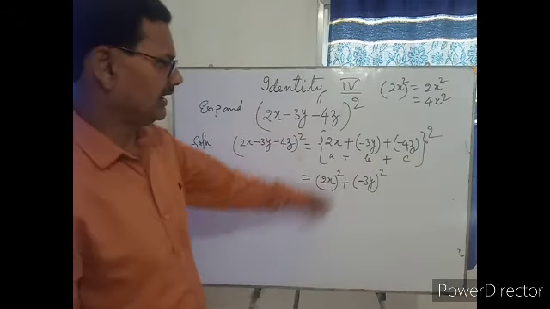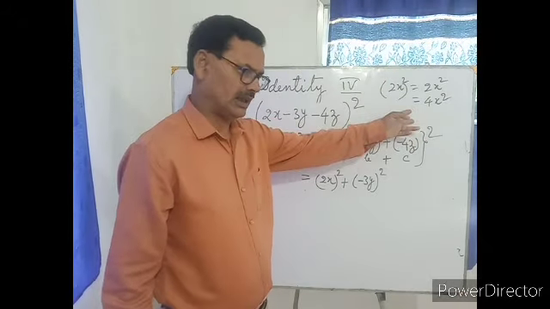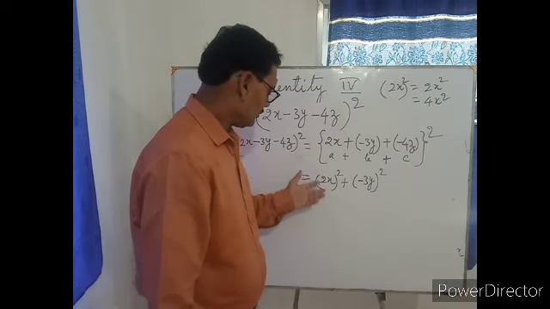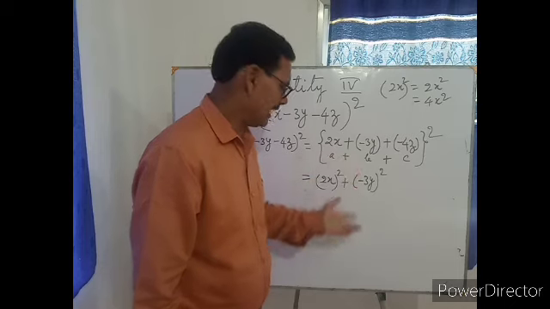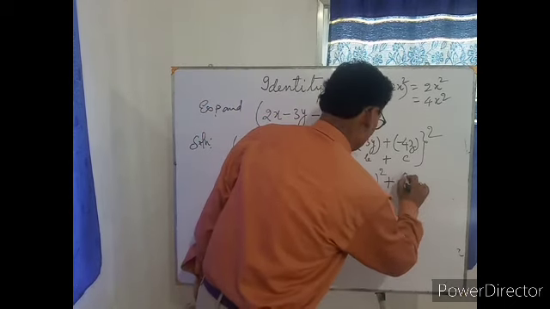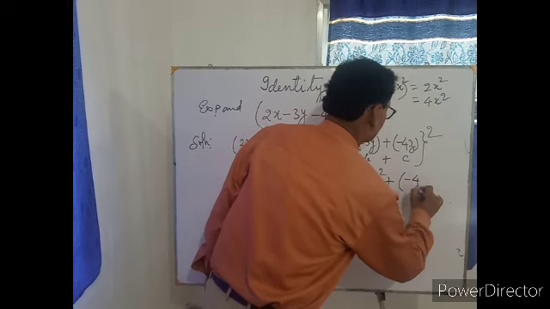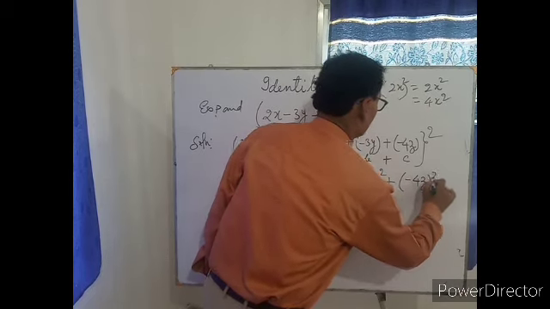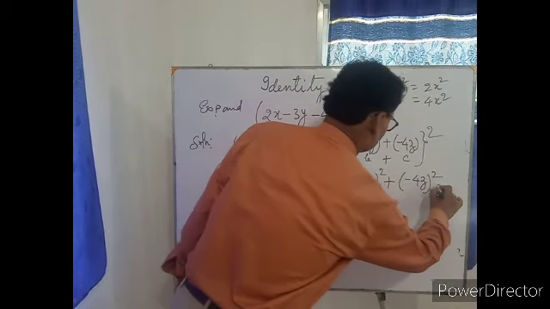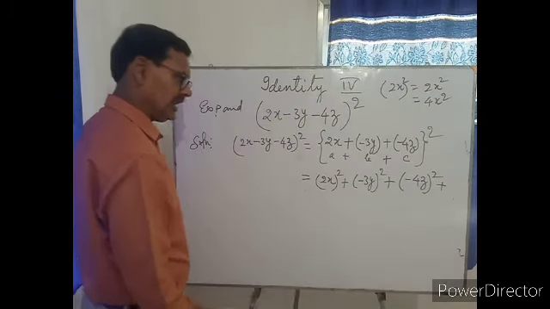Unless you put in the bracket, you may get confused and sometimes you are going to commit mistakes. So that's why I have explained to you to always write these terms under brackets. Here it is (minus 3y) whole square plus c square. What is the value of c? (Minus 4z) whole square. Okay? Any problem? Now a square plus b square plus c square is clear.